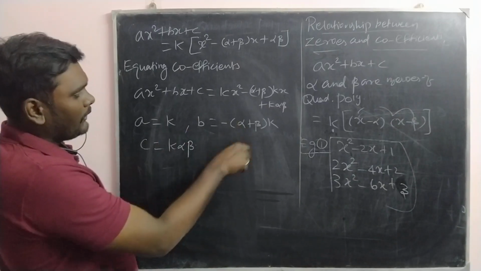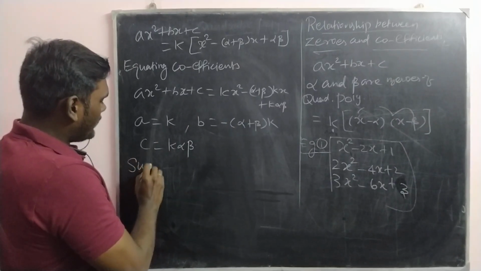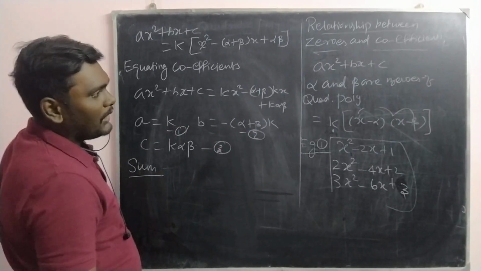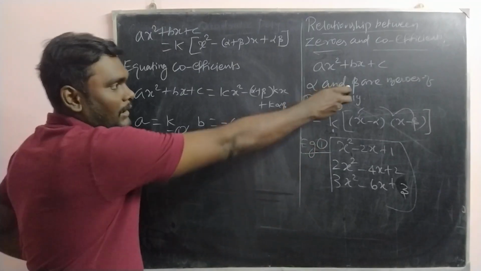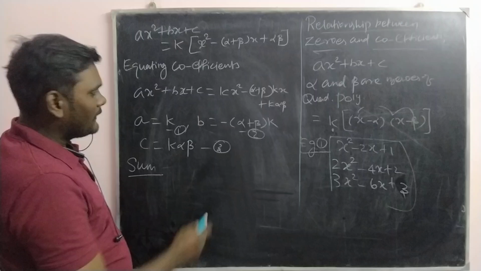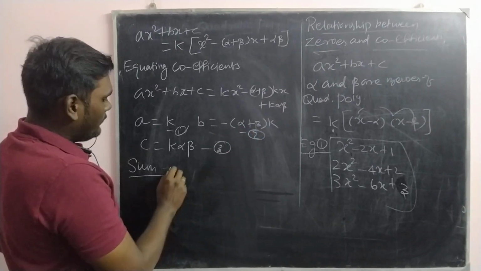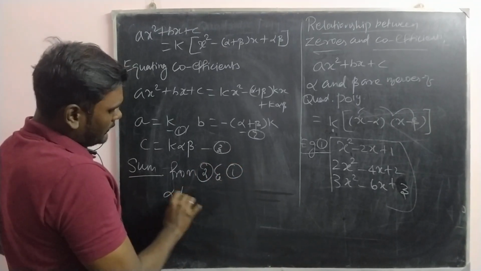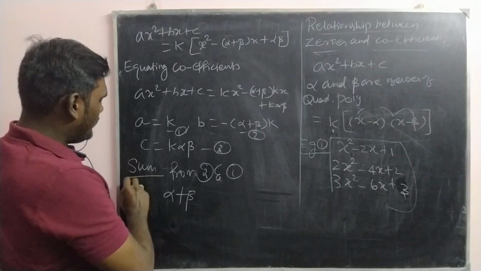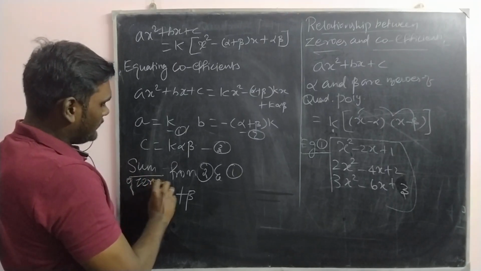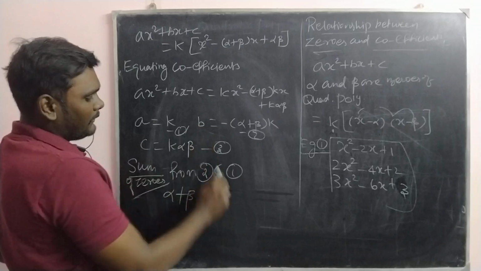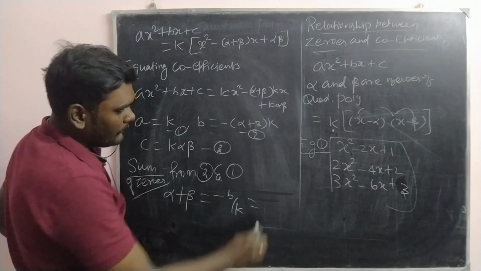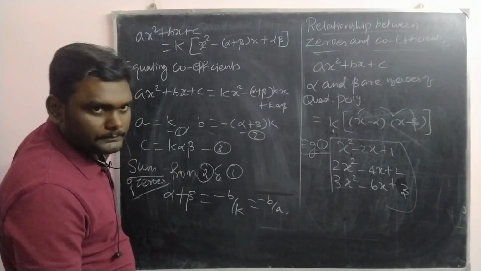And from this, we can get the sum and the product of roots. We mark these as 1, 2, and 3. The sum of the roots. Who are our roots? Alpha and beta are the roots of the equation. So in this, sum of the roots means alpha plus beta. So from 2 and 1, what can we get? This alpha plus beta, that is nothing but the sum of the roots, sum of zeros actually. So this negative sign transposed to the other side, minus b by k. What is k actually? Minus b by a. Got it?